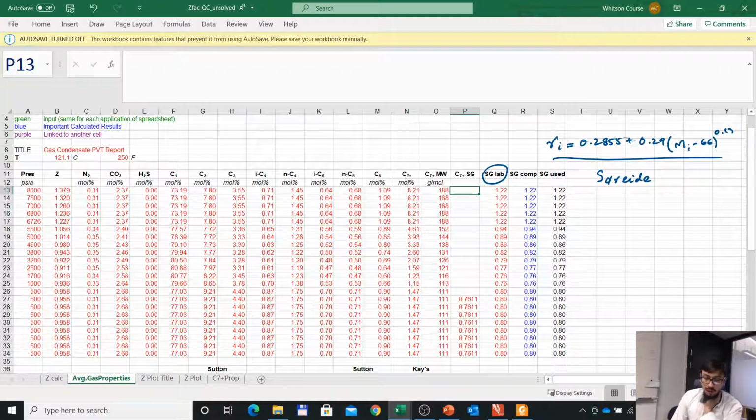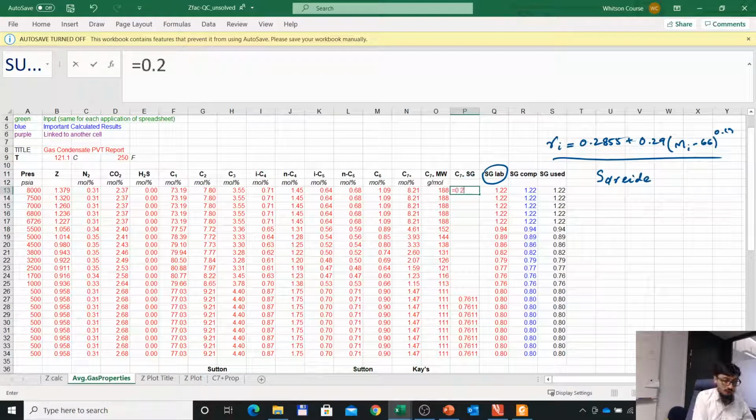It's not dependent on the C7 plus molecular weight and specific gravity. So that's why we have two methods. One is just using the lab reported specific gravity, which is the Sutton correlation, and the other one is using this Kay's mixing rule, where you should know the entire composition and the molecular weight and specific gravity of the C7 plus fraction.